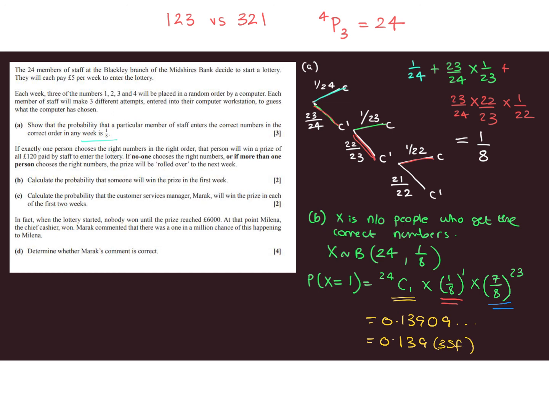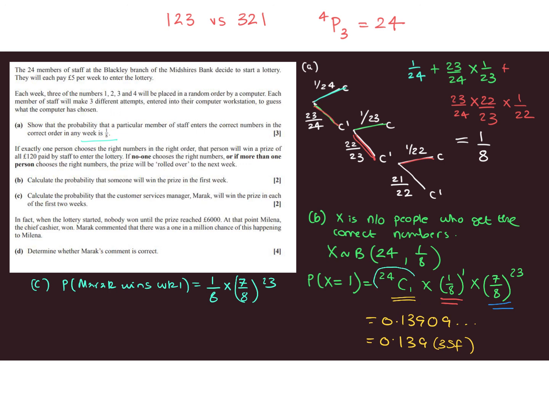Now, part C, calculate the probability that the customer services manager, Marak, will win the prize in each of the first 2 weeks. Now, this person's been named just to be really specific that the same person is winning the prize in each of the first 2 weeks. So it's actually just a variation on the theme of the previous problem. So the probability that Marak wins week 1, well, that means 1/8 multiplied by 7/8 to the power of 23. 1/8 is for Marak winning, and 7/8 to the power of 23 is for everyone else losing.